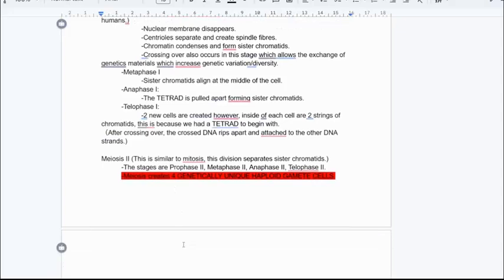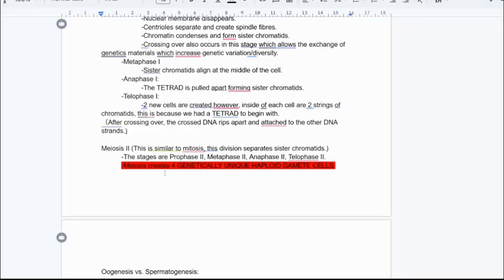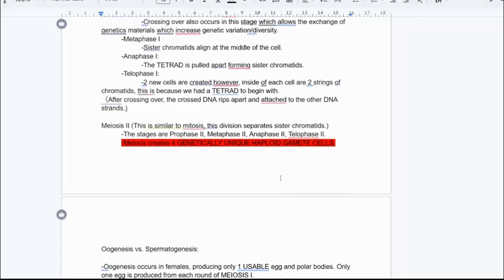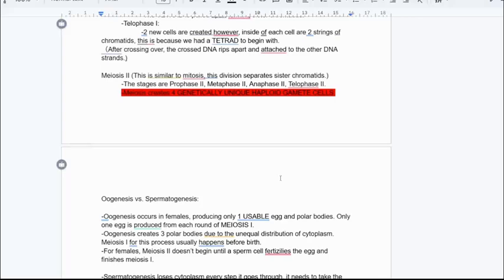Basically, since we had two chromosomes to form tetrads, we break down the tetrads to form two cells that have two chromosomes, and then obviously meiosis 2. We break those again, and then we create four genetically unique haploid gamete cells. They're all genetically unique, and it's different because all of them are supposed to be different, or else humans will be extinct, I guess.